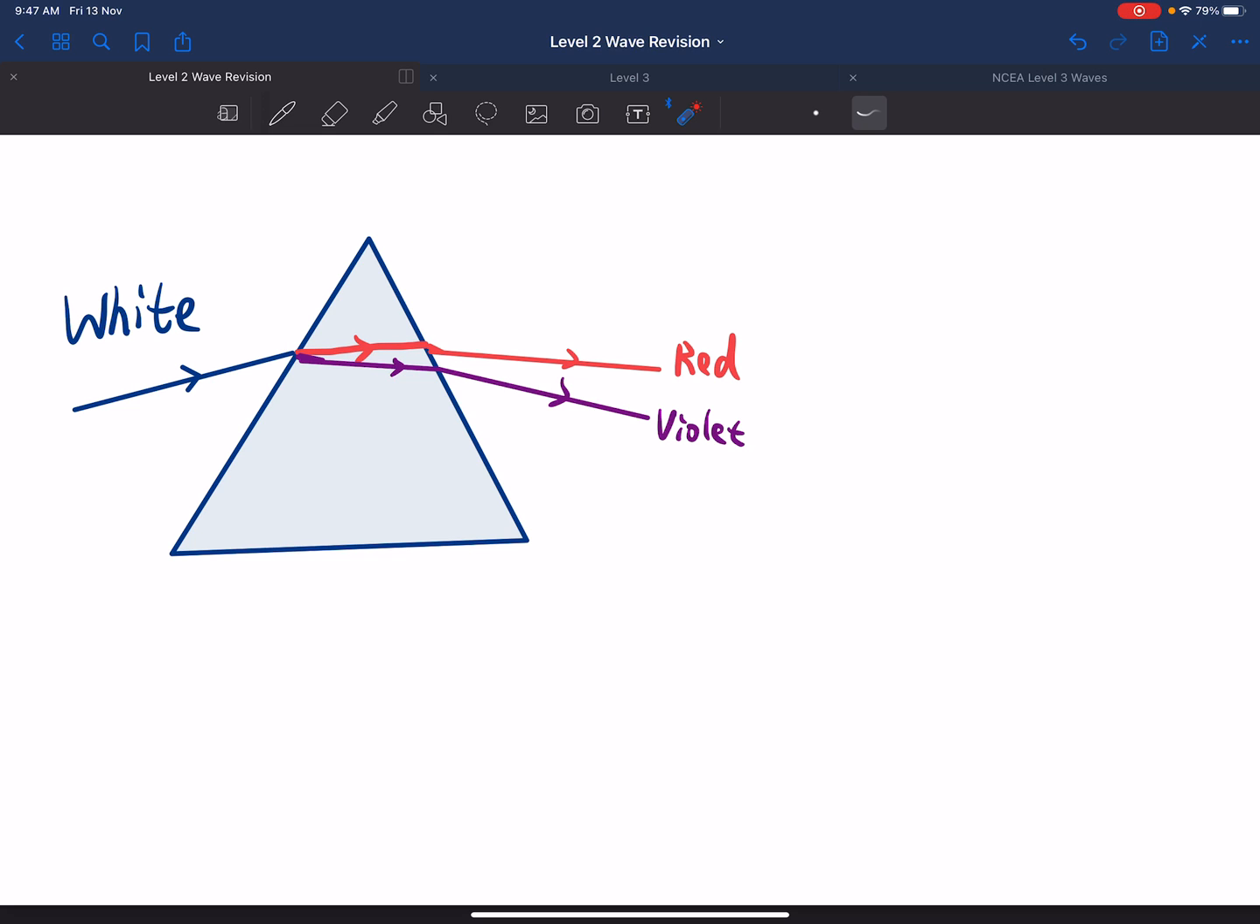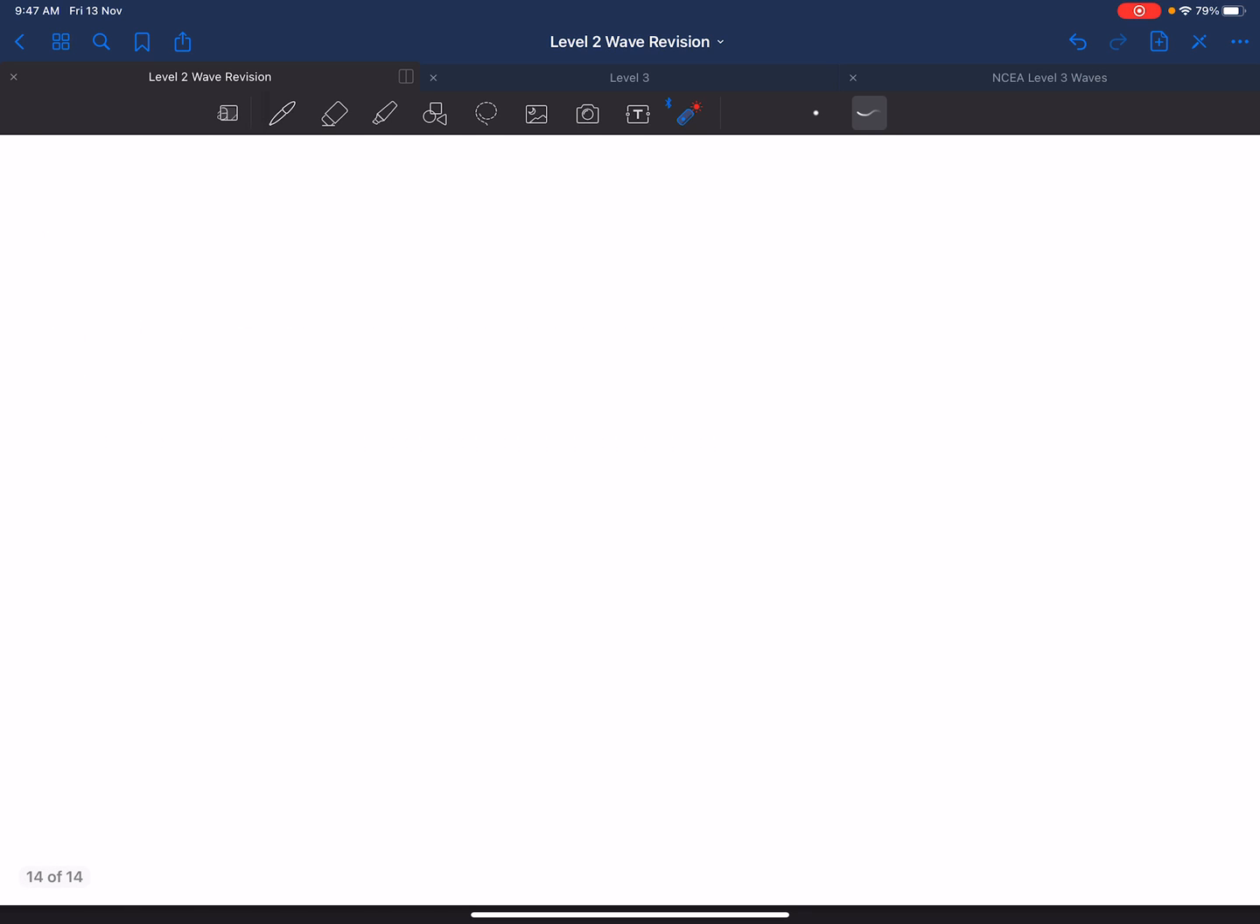Okay, so now I'll just quickly talk about diffraction, because diffraction is an easy one. Just a little thing you need to do.